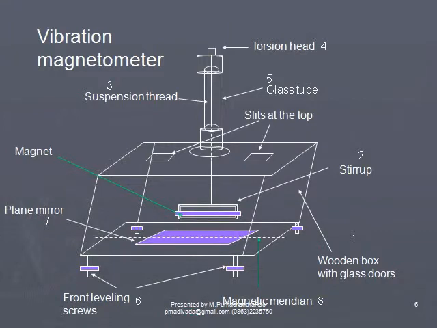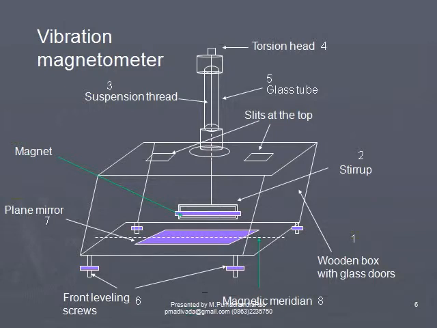Vibration magnetometer description: it consists of a wooden box with glass doors. At the top of this box there are two slits to observe the motion of the magnet. The box is fitted on 4 leveling screws, with the help of which the horizontality of the box can be attained.